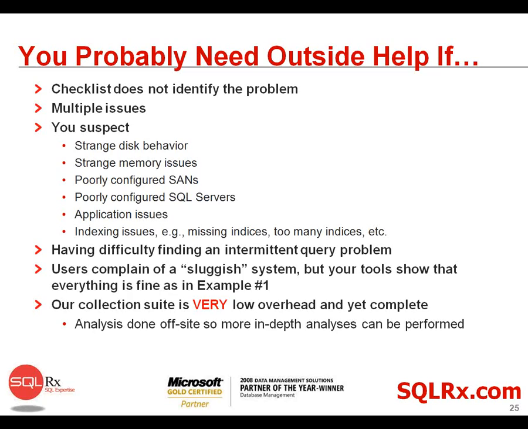So if you find that the checklist doesn't identify the problem, or you find that you have all kinds of issues going on, you probably need some outside help. If you see some strange disk behavior, some strange memory issues, things you can't explain, maybe available memory is getting really, really small, and then it gets big, and then it gets really, really small and big. You almost have the sawtooth kind of thing. Those are strange problems that can be addressed. Poorly configured SANs and SQL servers, those are things, again, that people like us can help you with.